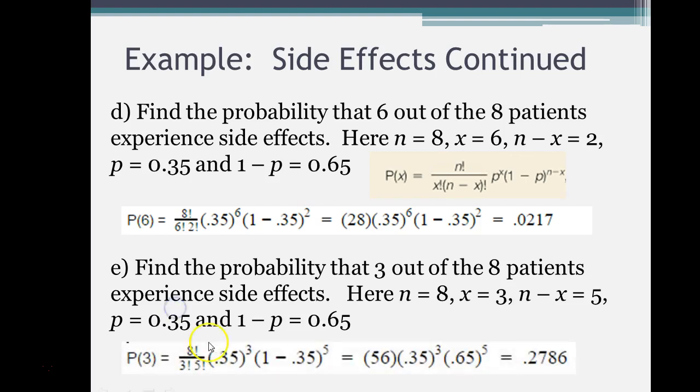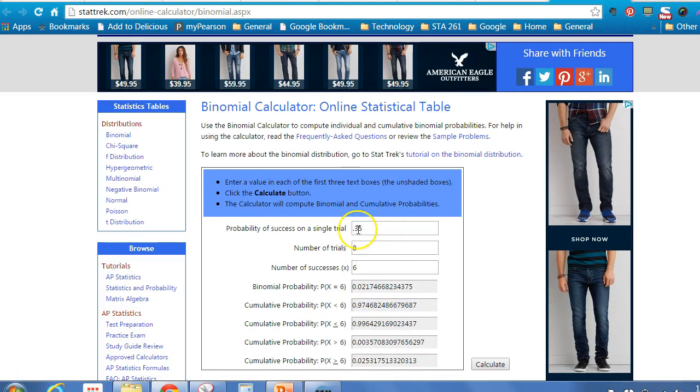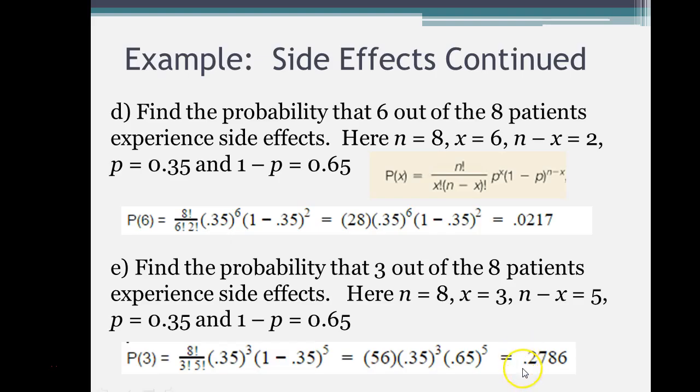Now part E, this time, is the probability of 3 out of the 8 patients experiencing side effects, and that time we got 0.2786. So let's see what we get. Our probability p stayed the same, our number of trials stayed the same. This time we were looking for the probability of 3 patients, so I'm going to change that to 3, and I'm going to click on calculate again, and 0.278, and the 5 would round up to 6, so 0.2786, the same value that we got when we did that calculation.